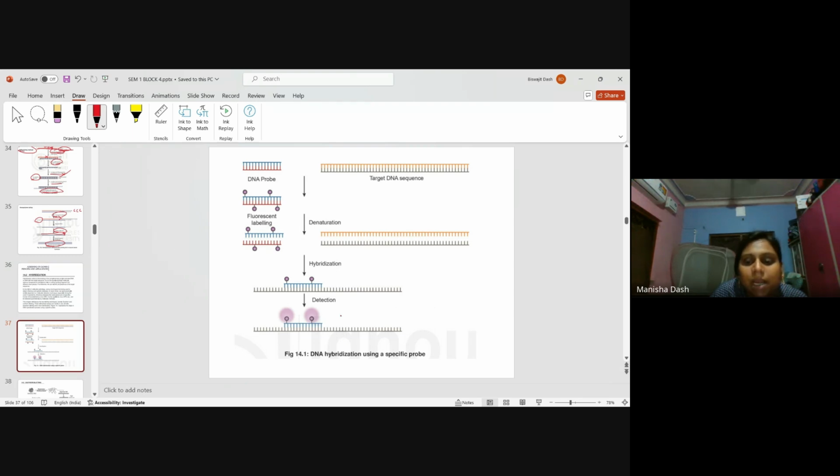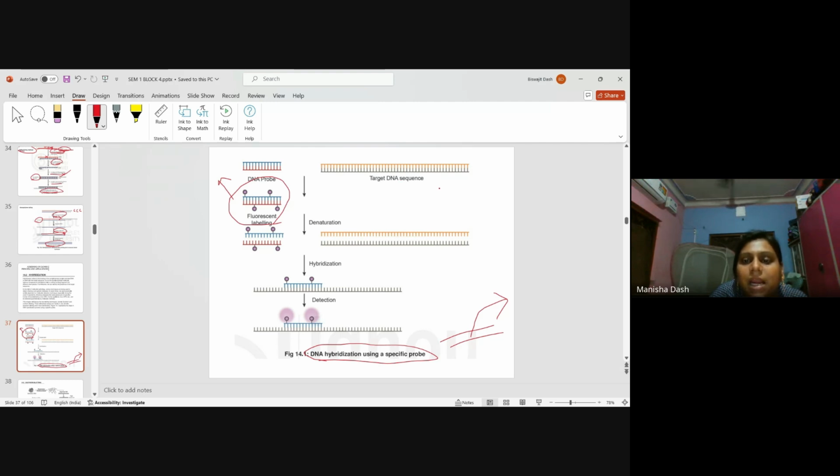One is by DNA hybridization using a specific probe. A probe is nothing but a known sequence of DNA which has a complementary sequence against your target DNA. Usually the DNA probe is labeled with a fluorescent dye for easy detection, because it will have a distinct color which can be easily visualized.